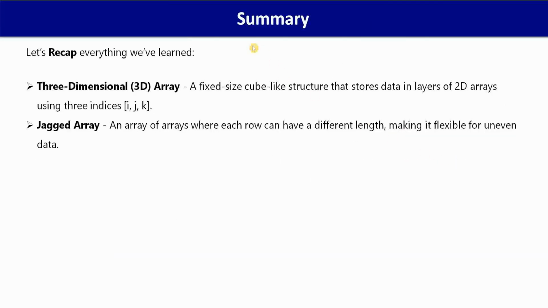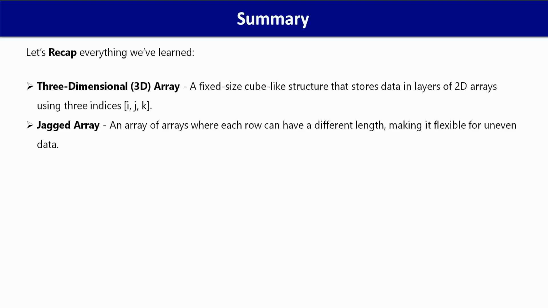So this is our today's summary. Let's revise what we learned today. First one, we learned about the three-dimensional array, 3D array, a fixed size cube-like structure that stores data in layers of 2D arrays using 3 indices I, J or K. So a three-dimensional array is like if we have layers, rows or columns, meaning we have 3 dimensions. Suppose think of it like a cube.